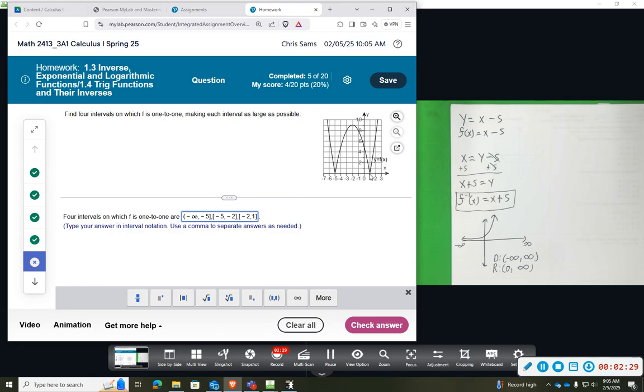And then from positive 1 to infinity, and we will put the 1 in bracket and the infinity in the parentheses because we do not reach infinity. We're always going toward it.